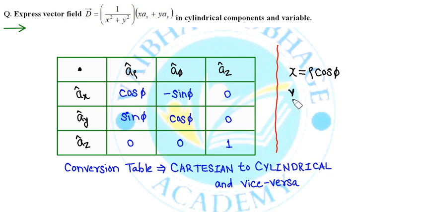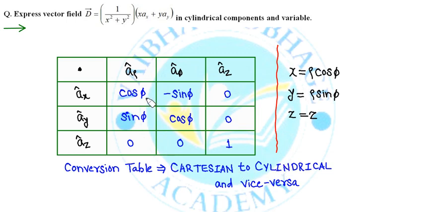Y component is equal to what? Rho sin phi. And the z component is as it is. So these are the two things that we will be using to solve this numerical.